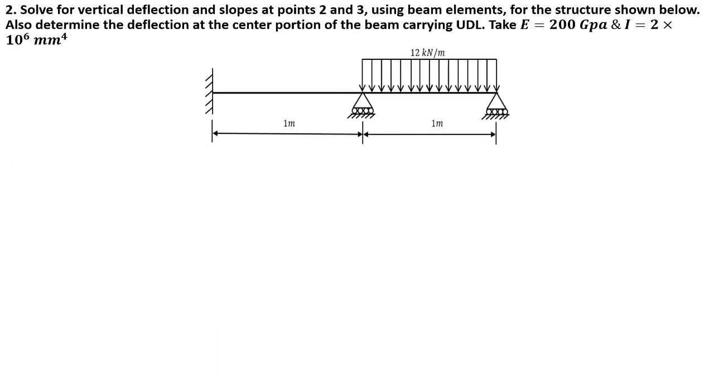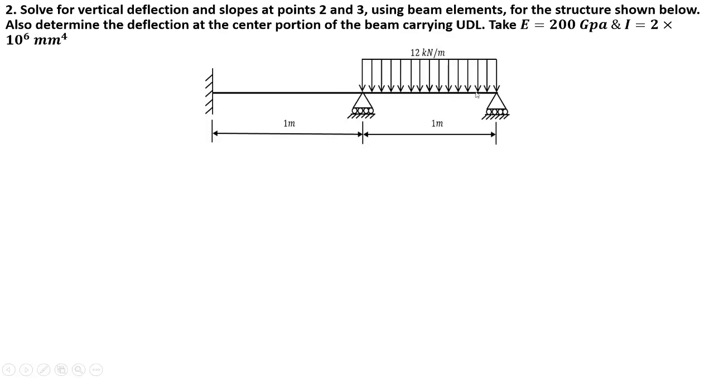So this is the structure. Here this is my point 1, the fixed end, this is my point 2 and this is my point 3. I need to find the slope and deflection at point 2, at this roller, as well as at this roller, and you are also asked to calculate the deflection at the center portion of the beam which is carrying UDL.